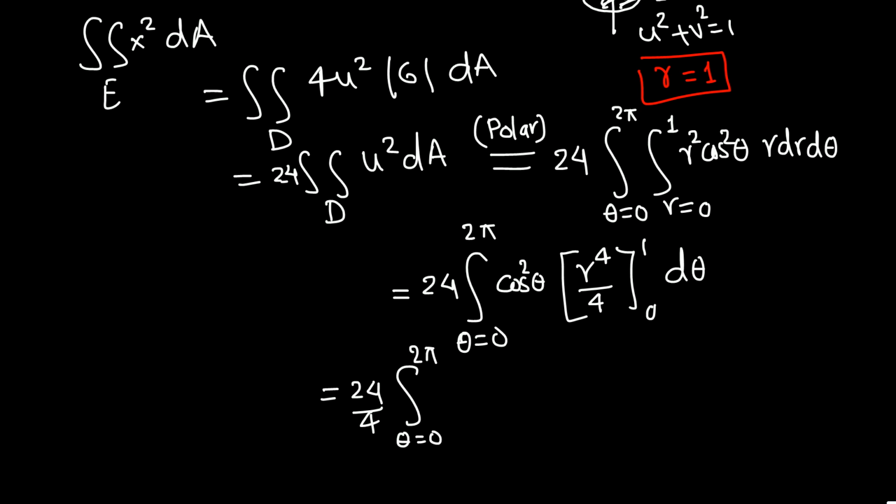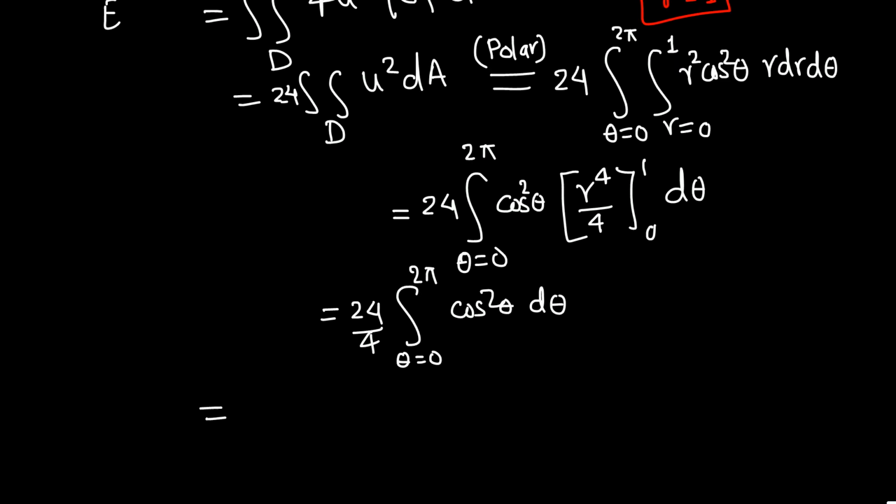And when we plug in the upper limit, 1 to the 4 is 1, minus 0, just 1. This 4 is outside. Now we are left with cosine squared theta d theta. For cosine squared, we cannot integrate it directly because it's a square, so we need to go for a double angle. That's the only way here. From 0 through 2 pi, cosine squared is 1 plus cosine 2 theta all over 2. Sine squared theta would have been 1 minus cosine 2 theta over 2, d theta.